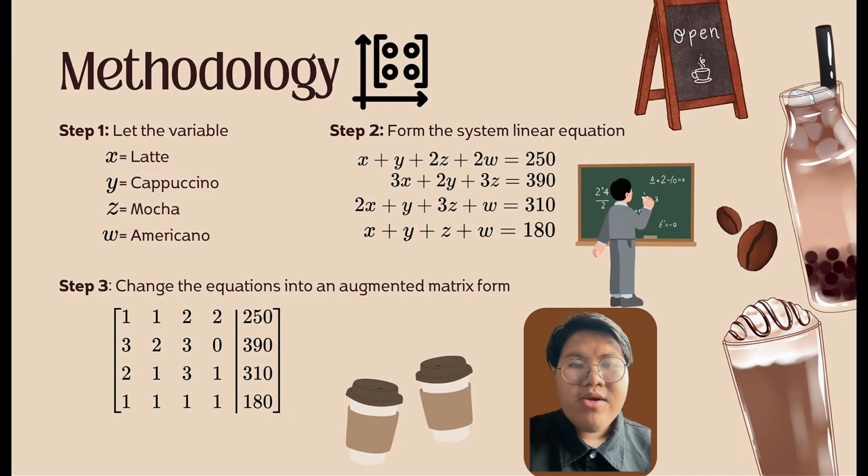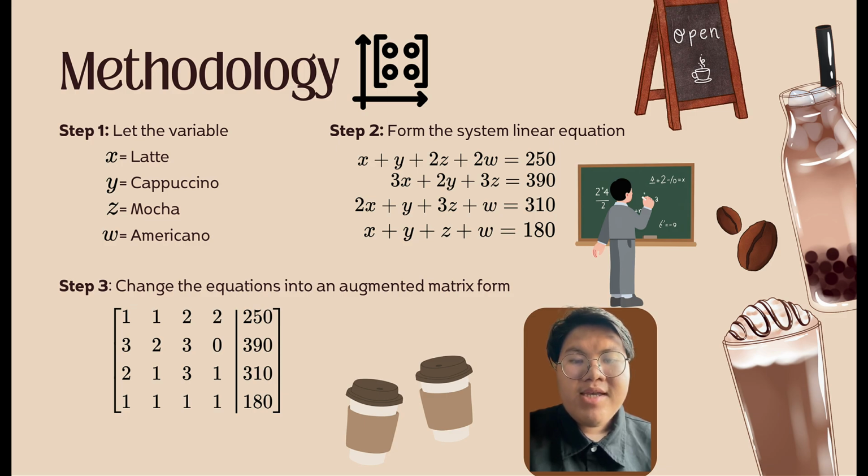Now we go to methodology. Looking at step 1, we define our 4 unknown variables representing the drinks sold. We set x equal to latte, y equal to cappuccino, z equal to mocha, and w equal to americano. In step 2, we construct our system of 4 linear equations based on the cafe's data.